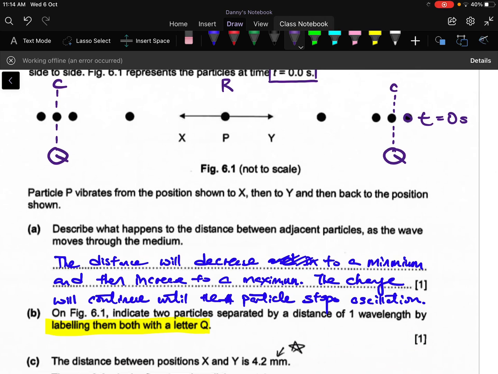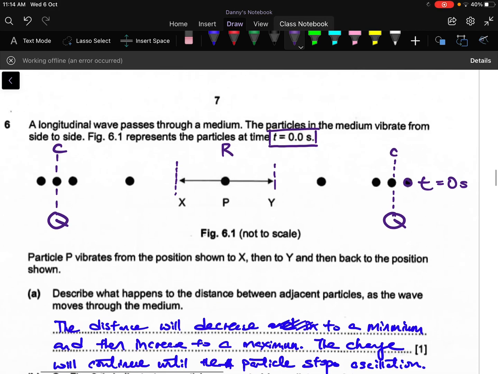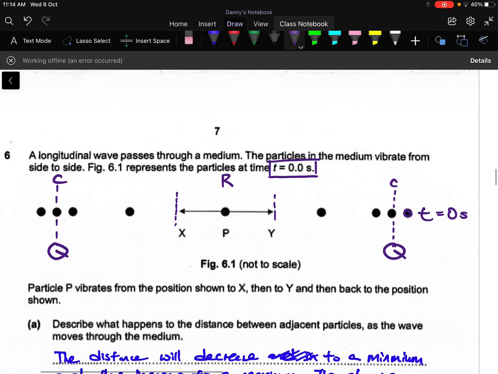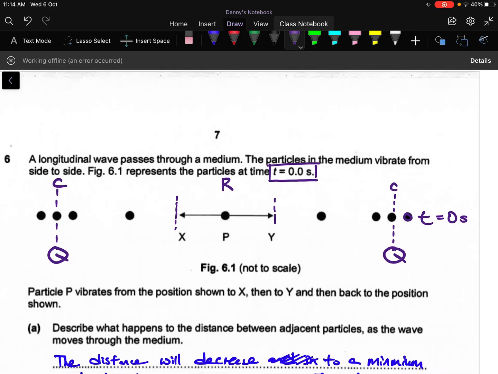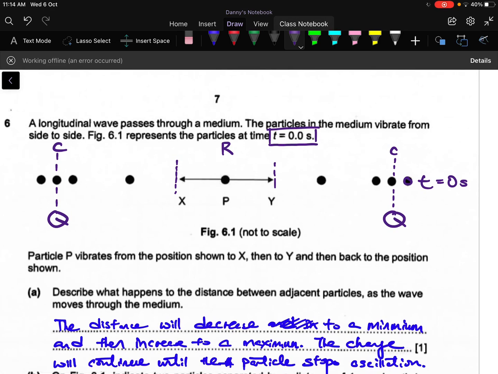Then it says that your particle P vibrates from X to Y. Just imagine that this is a pendulum, oscillating between X and Y. So this will be your equilibrium position. I use E, maybe in red color. Therefore the maximum displacement will be given by this. This will be your amplitude.